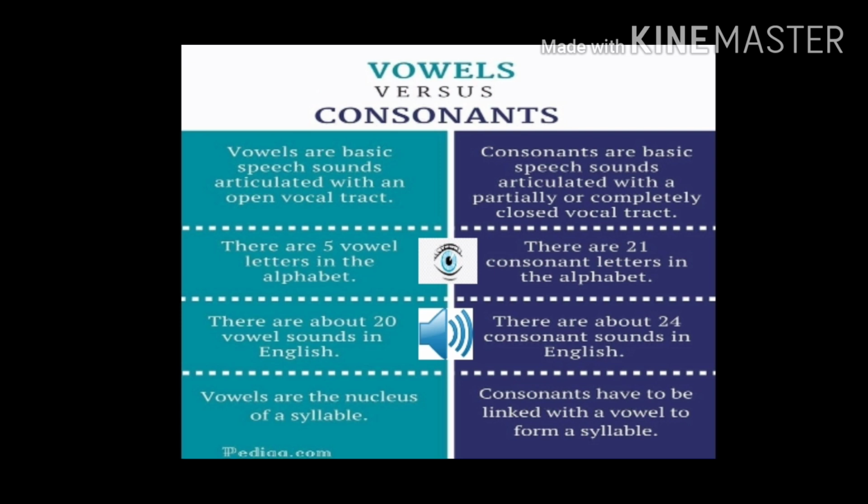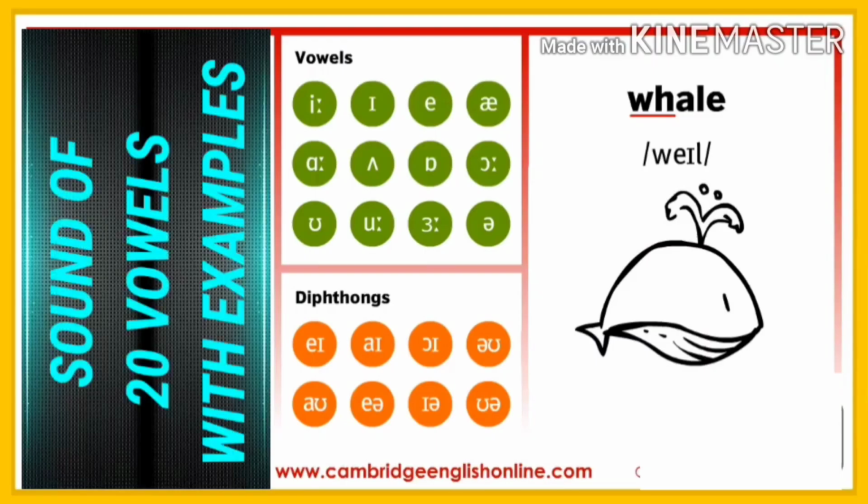Well, I just claimed that there are so many vowels. How many did I say? 20. So these are the 20 vowel sounds.